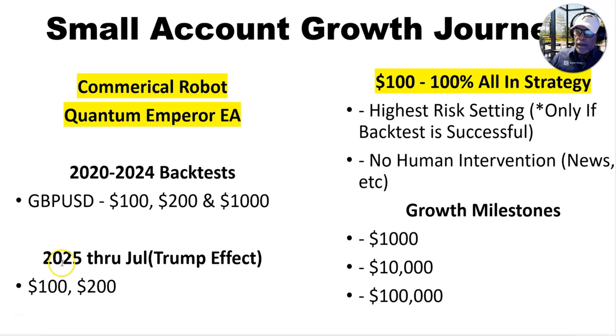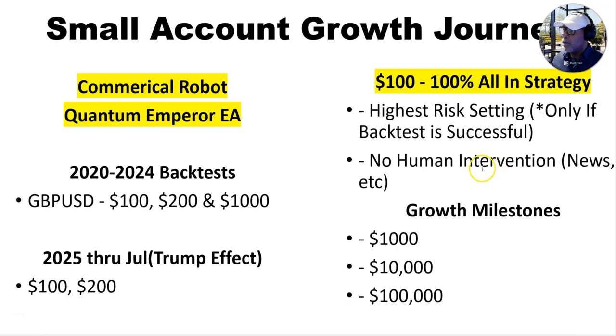Oh, and of course, the Trump effect, we're going to show you what the results would have been with $100 and with $200 as well. Highest risk settings. You remember we always talk about the $100 to $100, 100% all-in strategies. That's just saying, guys, we're going to put $100 into an account, real money, at the highest risk setting only if the back test shows that it's successful. That's the only reason. That means no human intervention. I don't care about news. I don't care what's happening.